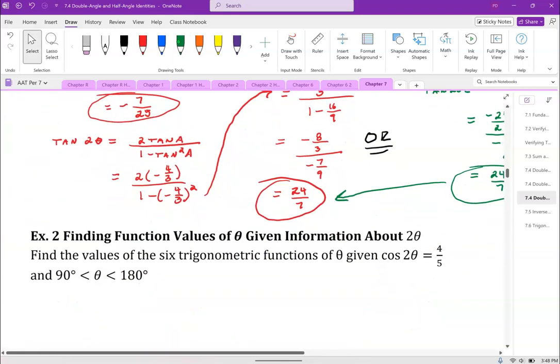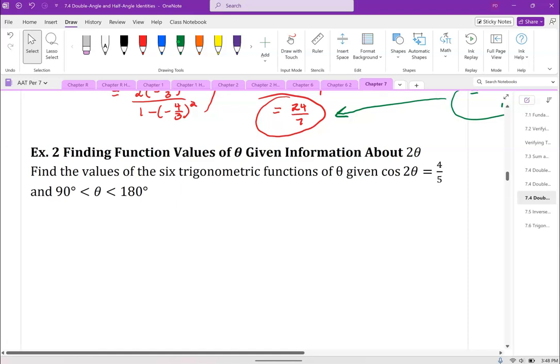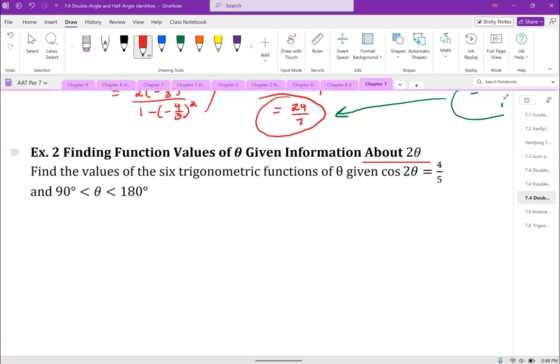All right, so let's look at example 2. Example 2 is actually doing the opposite. It's saying find function values of theta given information about 2 theta. So this time, they're telling you the double angle info. You're trying to figure out the single angle info. Okay? So it says find the values of the 6 trig functions of theta given cosine 2 theta is 4/5 and theta is in quadrant 2.